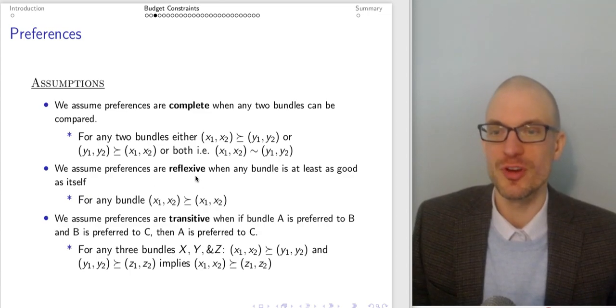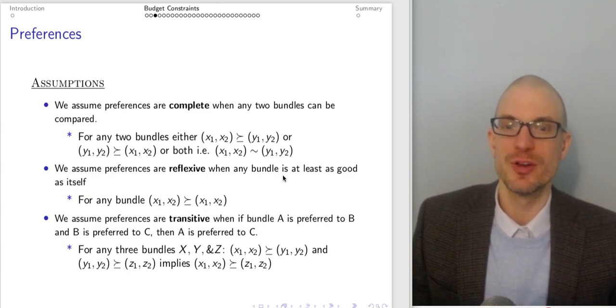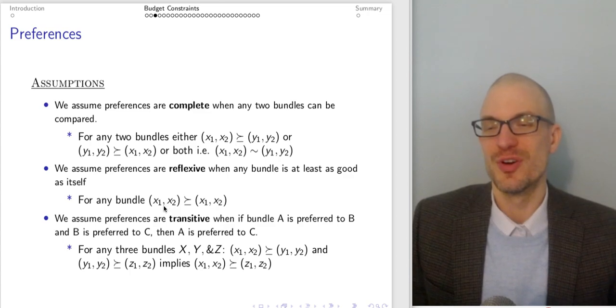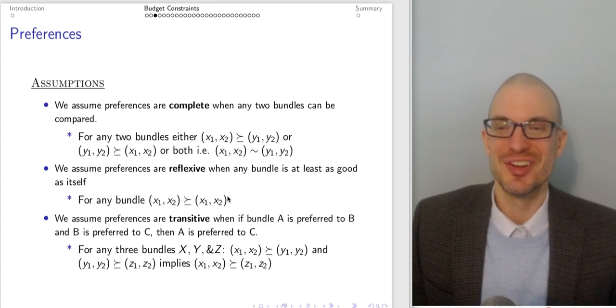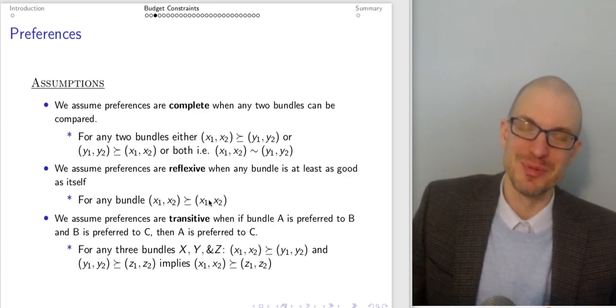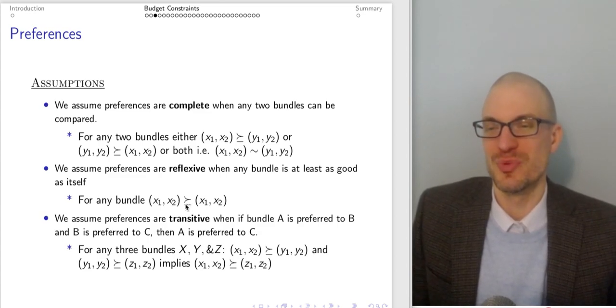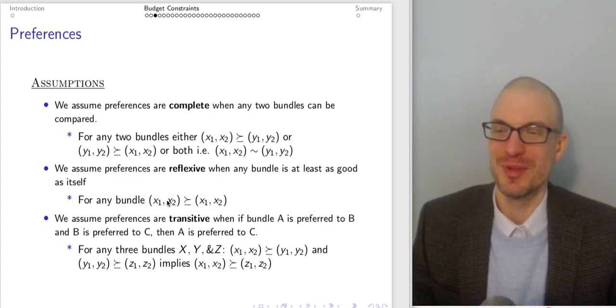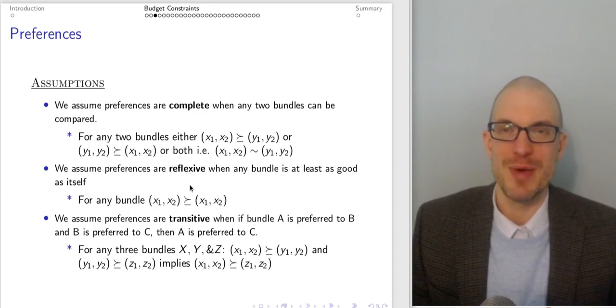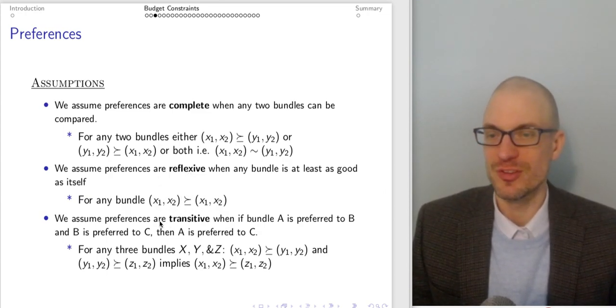We assume preferences are reflexive when any bundle is at least as good as itself. So bundle X is at least as good as bundle X. Probably we're thinking about a situation where you're indifferent between them because it's the same. But this is important for the mathematical completeness of our preferences.